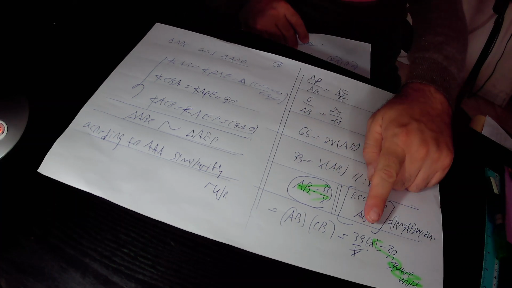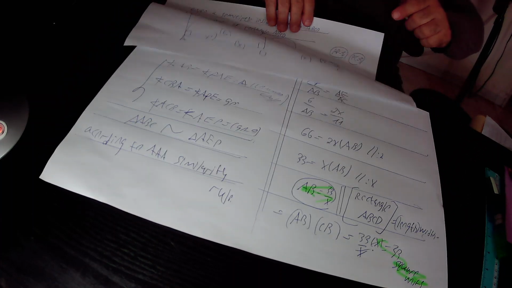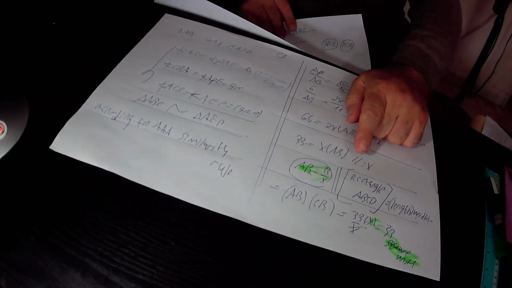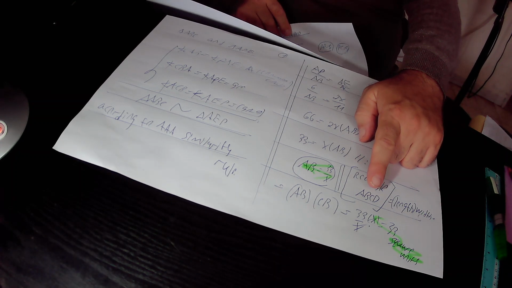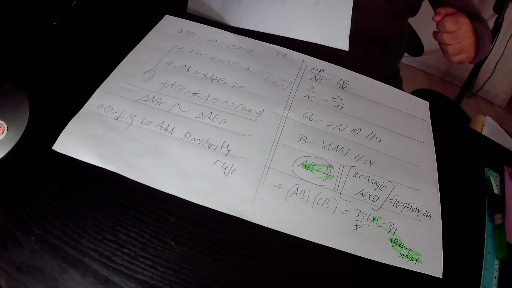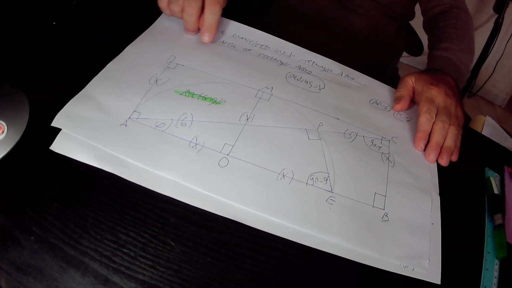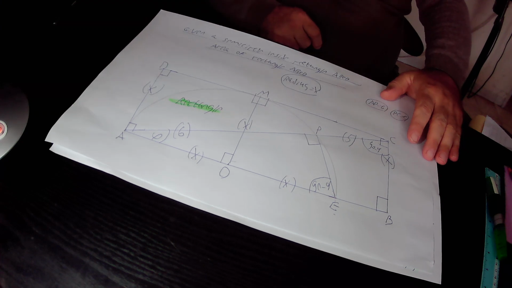AB is 33 over x, and CB is x. So in total, the area of rectangle ABCD must be equal to 33 over x times x. We have x in the numerator and x in the denominator, so x gets cancelled, and what is left is 33. So in total, the area that we are looking for is equal to 33 square units. We finish with the first question.